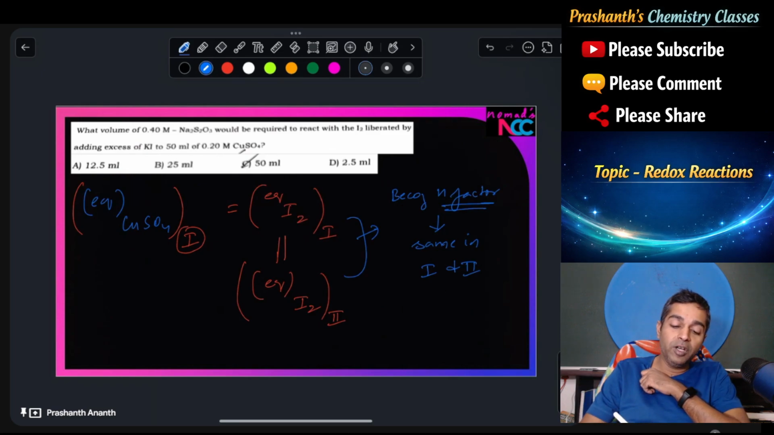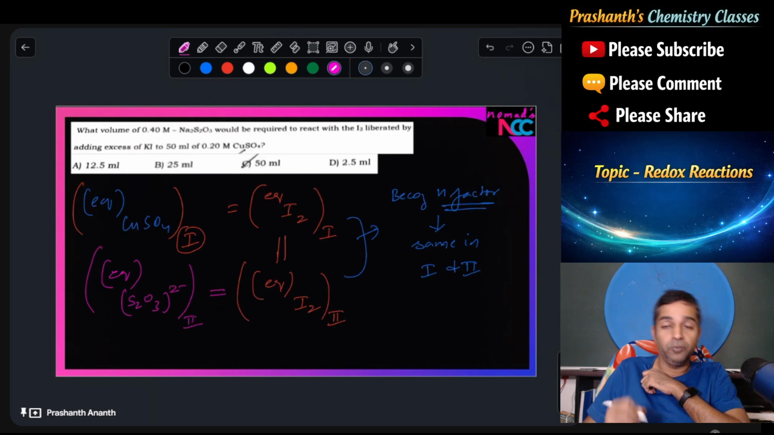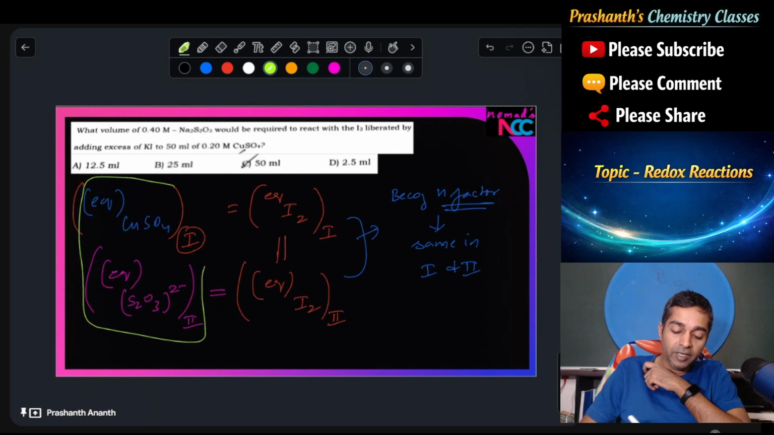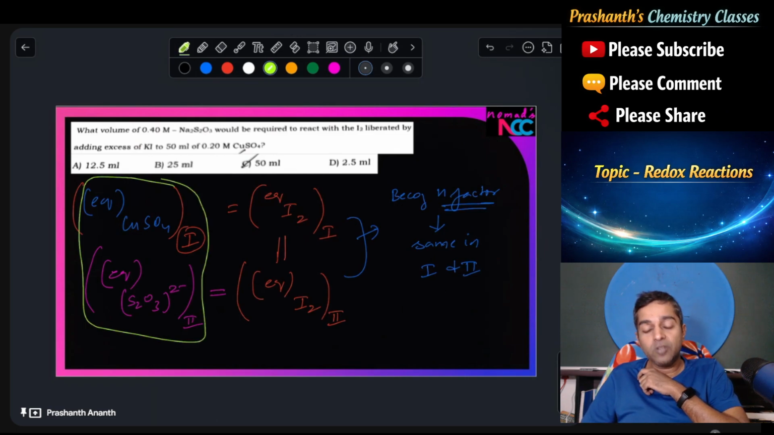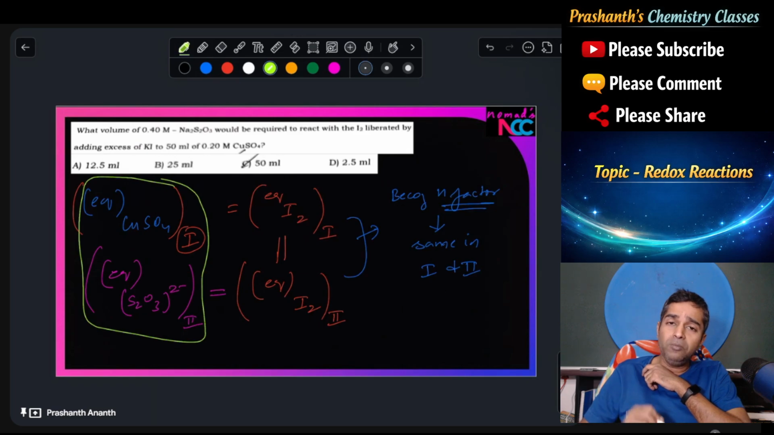From here we can extrapolate. Equivalents of I2 in equation number 2 are the same as equivalents of S2O3 2 minus in equation number 2. So effectively, what can we conclude? We can conclude that equivalents of copper sulfate are the same as equivalents of S2O3 2 minus. Now let's figure out the N factor for copper sulfate and the N factor for S2O3 2 minus in both equations.